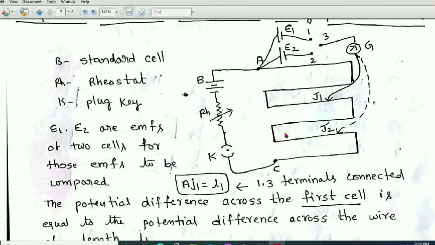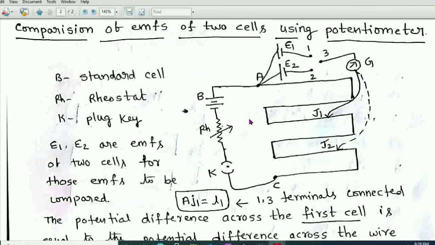Now, how to do the experiment to compare the EMFs of the two cells? Once the key K is closed, the circuit becomes a closed circuit, and the position of the rheostat is adjusted such that a constant current flows in the potentiometer wire.